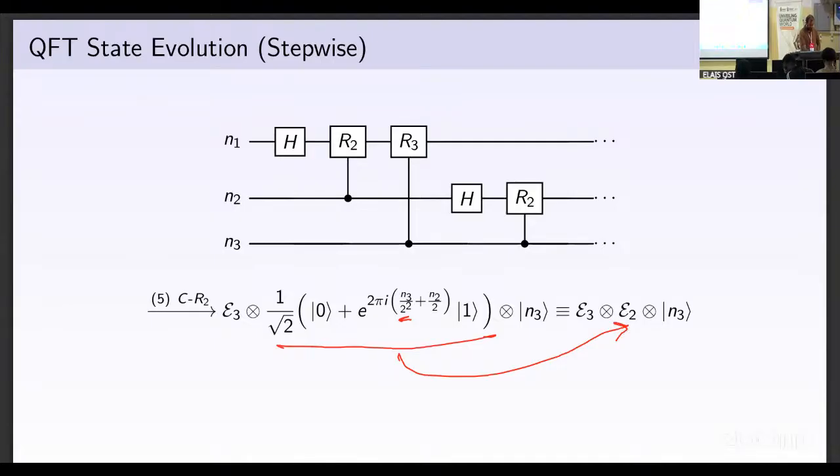Similarly, for the last one, since this is only a 3 qubit example, there is no other qubit to control the rotation. We don't have to do anything on the last qubit. So there's only a Hadamard gate here.